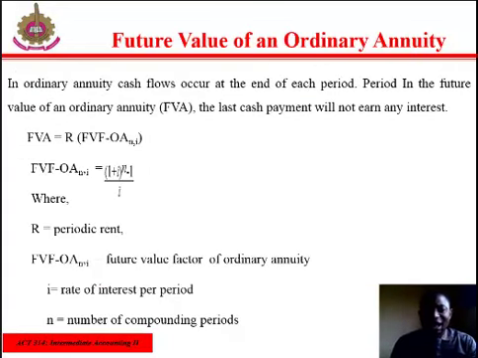Future value of an ordinary annuity. In an ordinary annuity, cash flows occur at the end of each period. In the future value of an ordinary annuity, the last cash payment will not earn any interest. We have the formula given above, where R is our periodic rate, FVFOA subscript n,i, the future value factor of an ordinary annuity, where i is the rate of interest per period and n is the number of compounding periods.